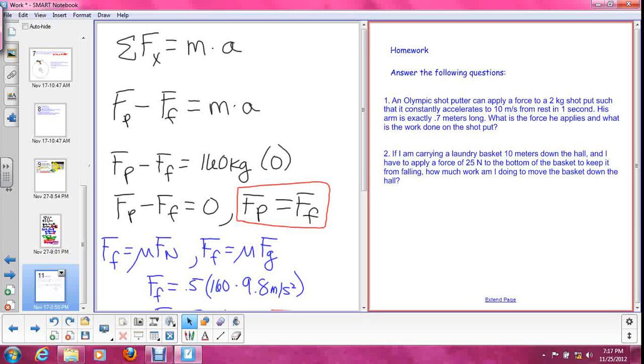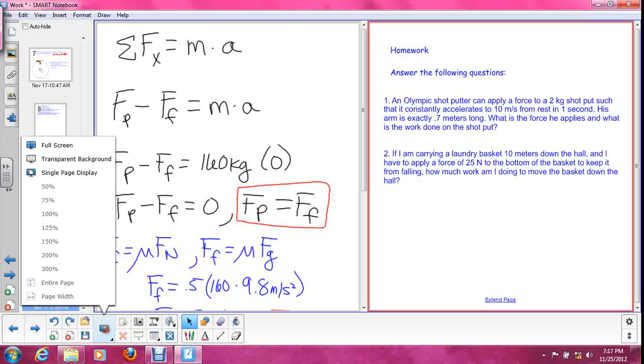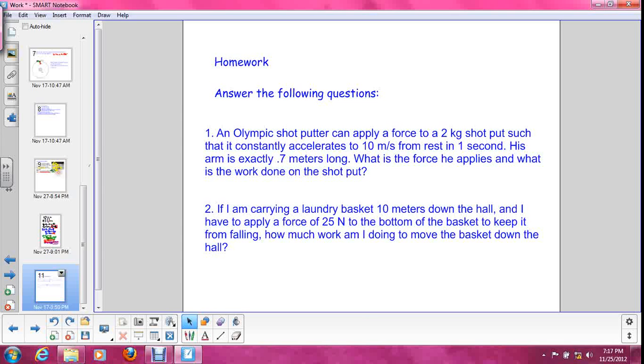So now it's your turn to try a couple of these for homework. So go ahead and look over these problems and try and answer them to turn them in the next time I see you. Number 1, an Olympic shot putter can apply a force to a 2 kilogram shot put such that it constantly accelerates to 10 meters per second from rest in 1 second. His arm is exactly 0.7 meters long. What is the force he applies and what is the work done on the shot put?